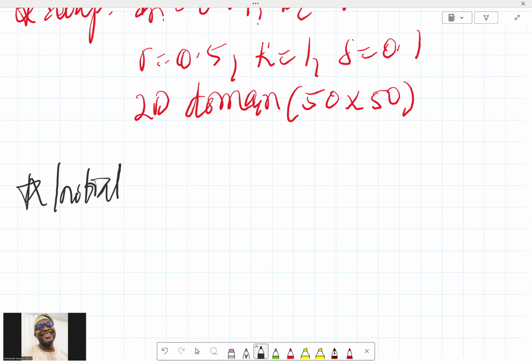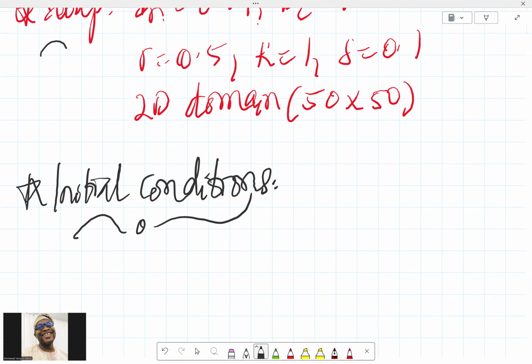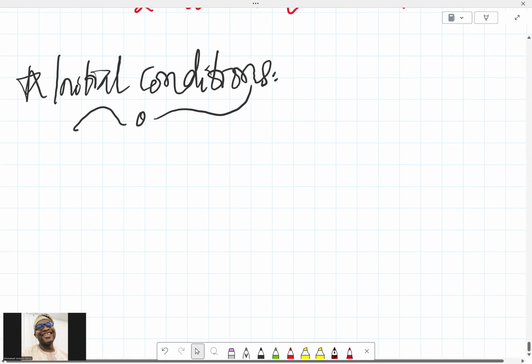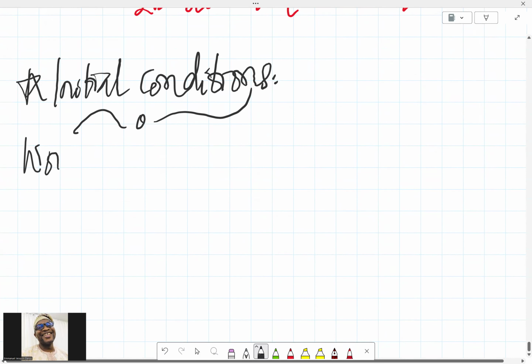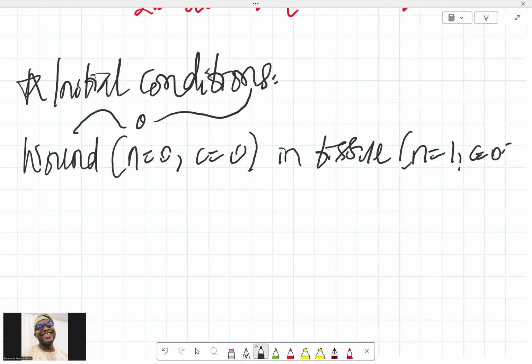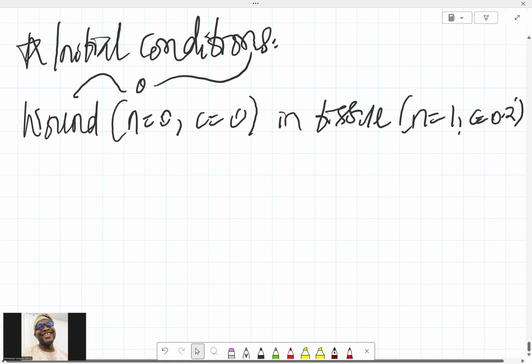So the initial conditions for the wound. So we have wound, cell density is 0, growth factor is 0. That's the initial condition. In the tissue, then n is now equal to 1 and growth factor is 0.2.